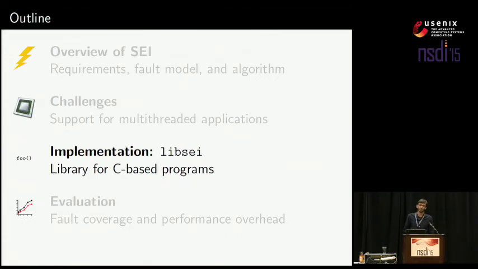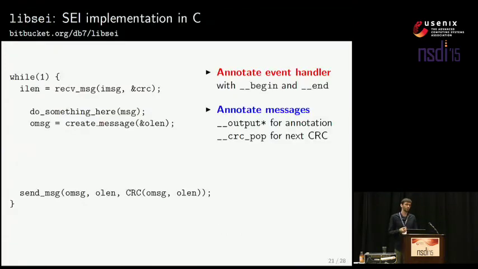And to explain the implementation, I have here a small server code that reads some message from the network, does something with the message, changing some state, updating some table or something like that, then creates some output message, and then sends this output message out.